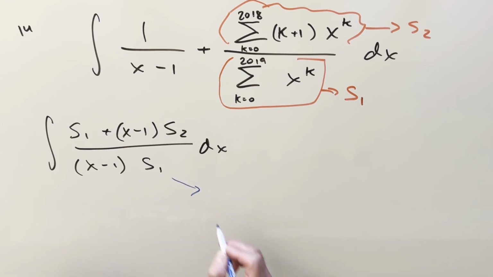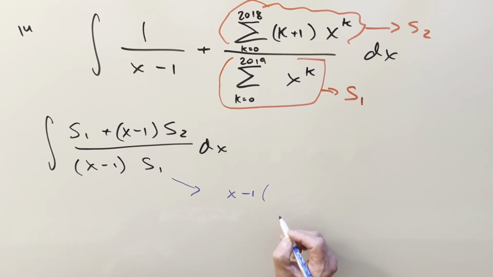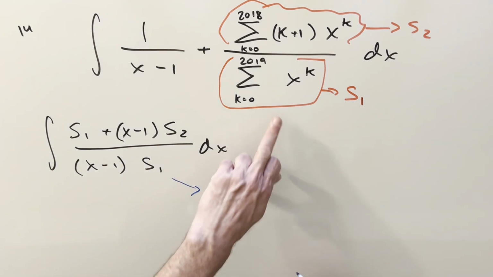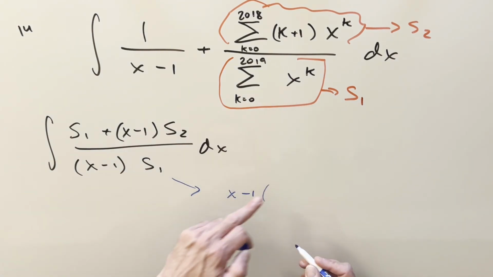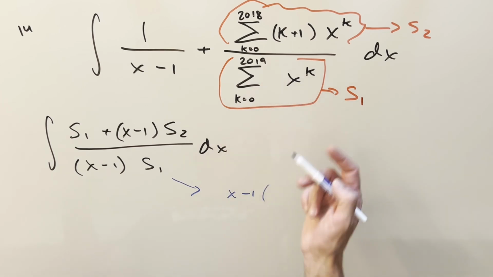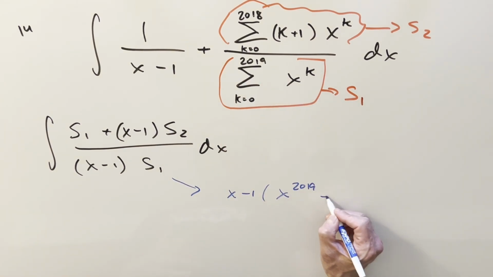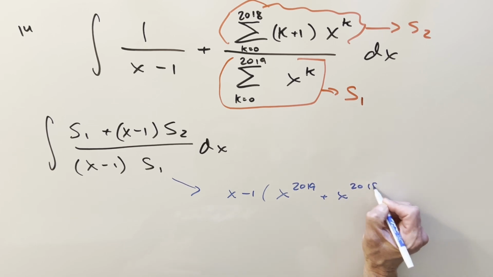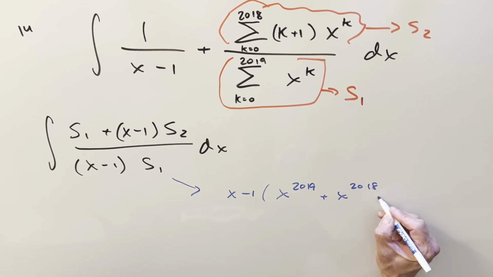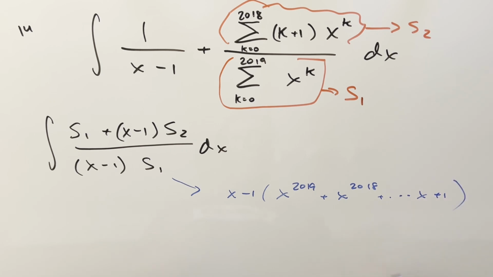Now first, let's deal with this denominator. What I want to do is just expand it out to get a feel for it. So this thing is just a geometric series. I'll do it in reverse. Instead of starting at 0, let's start at 2019. It doesn't really matter how we order it. If I write out some terms, it's going to be 2020 terms. So eventually we get to x plus 1.